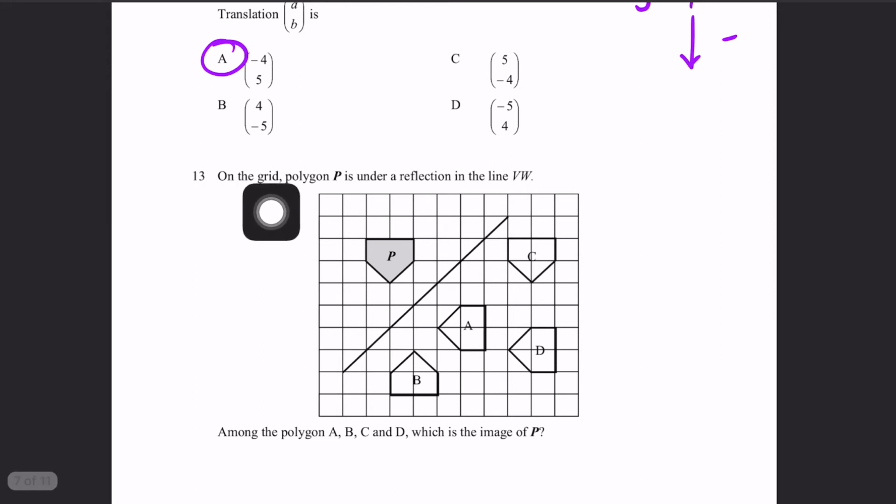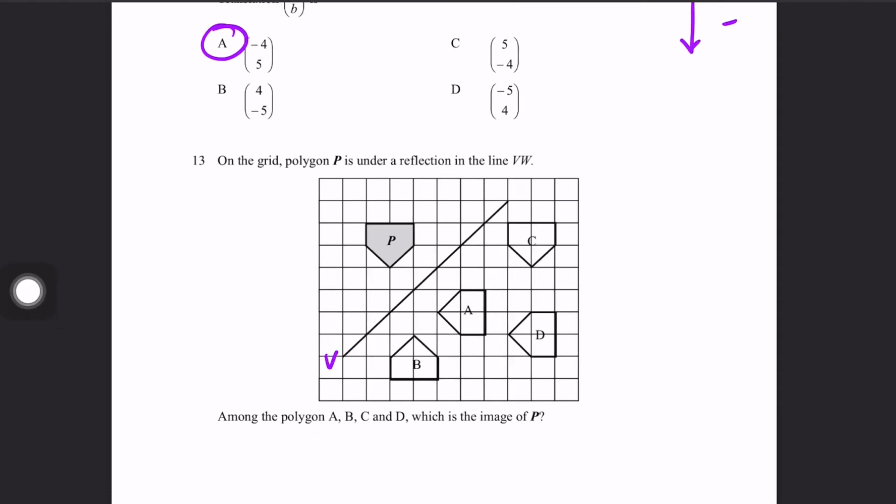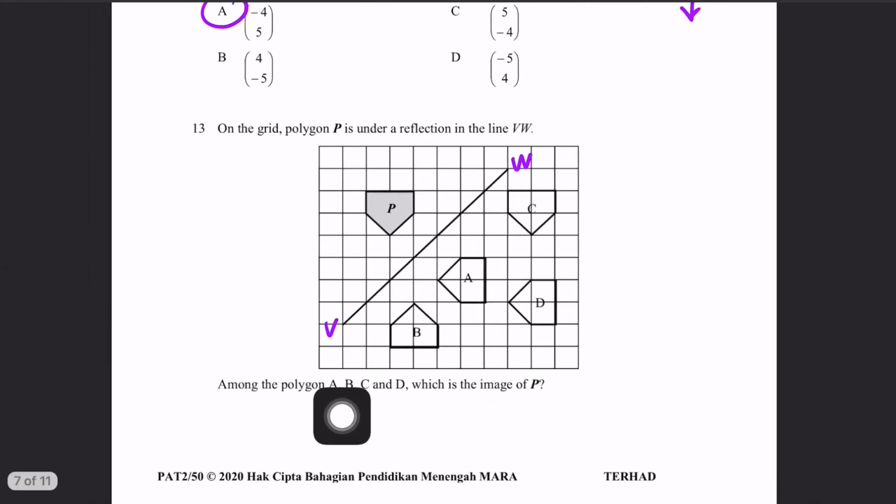Okay, next, number 13. On the grid, polygon P is under a reflection in the line VW. So, this is the line VW. Okay, among the polygon ABCD, which is the image of P?